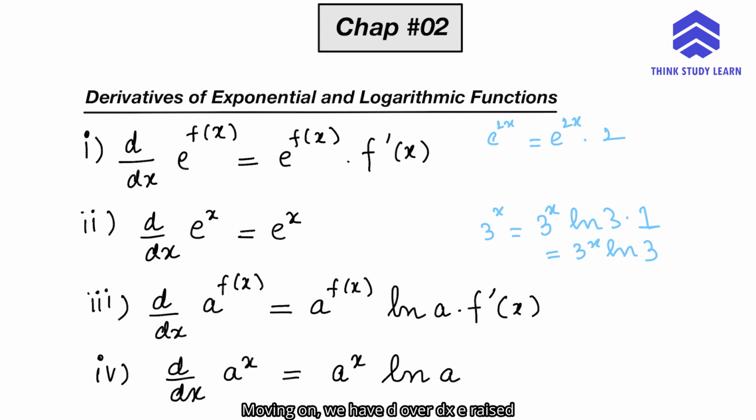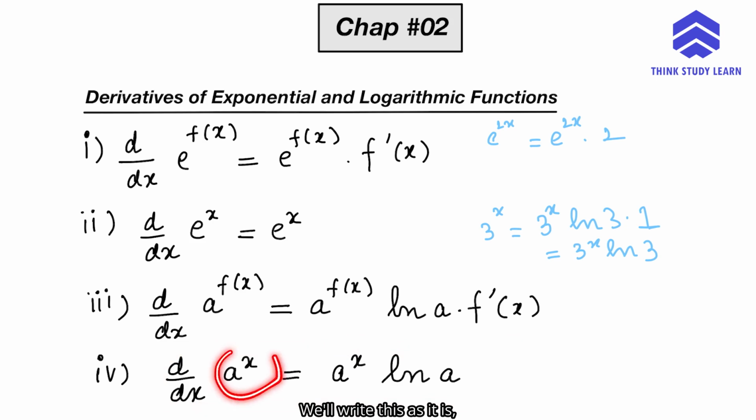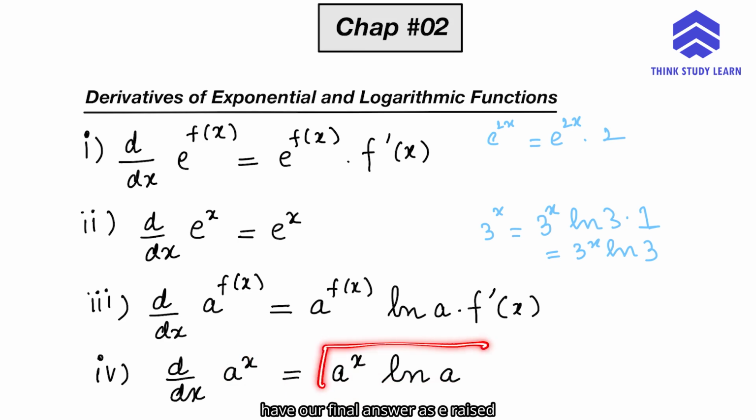Moving on, we have d over dx a raised to power x is equal to a raised to power x ln of a. It's just the derivation of this one. We'll write this as it is, then we'll take the log of the base and then the derivative of the power, which is 1 in this case, and we'll have our final answer as a raised to power x ln of a.